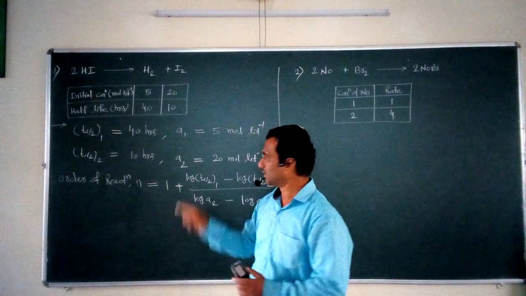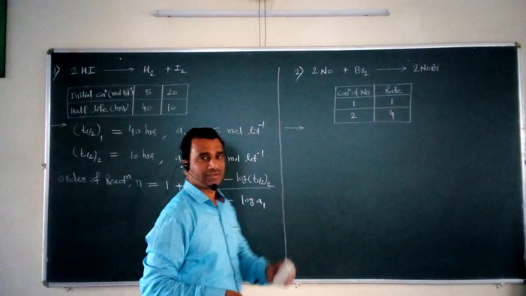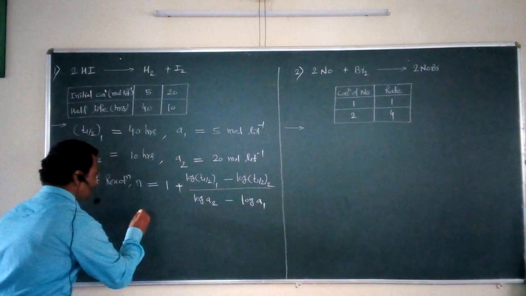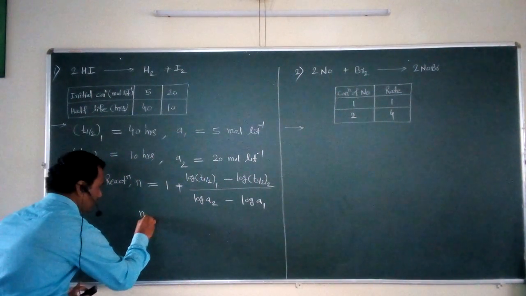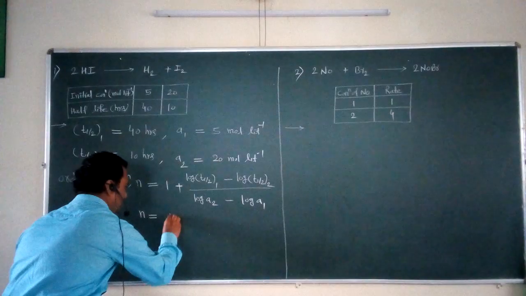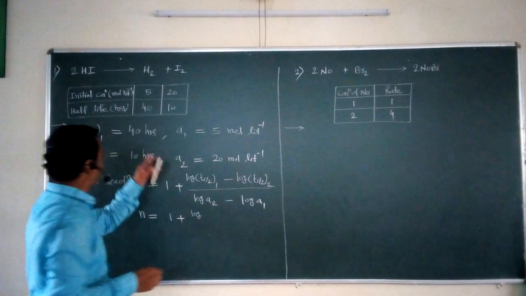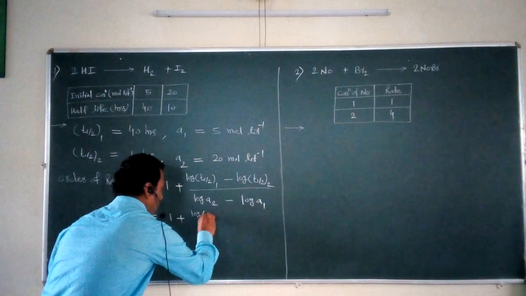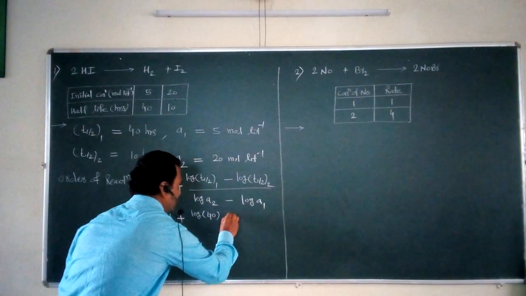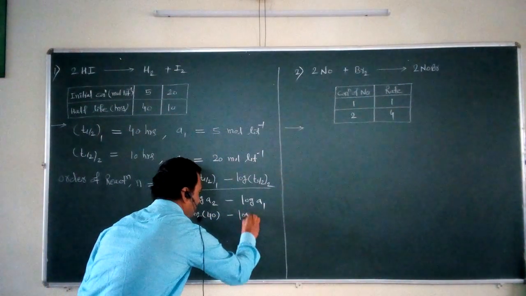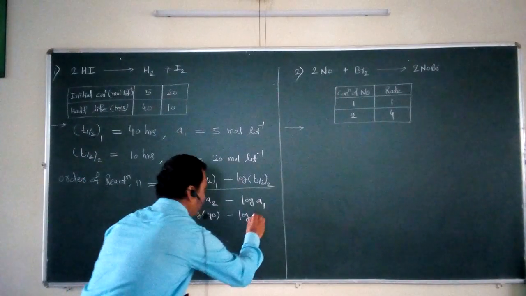Next we have to substitute the values from the given data. So n is equal to 1 plus log of, what is the T half first? It is 40. So log of 40 minus log of 5.